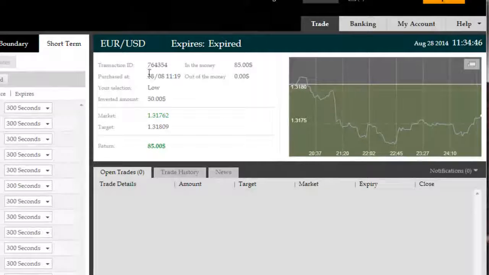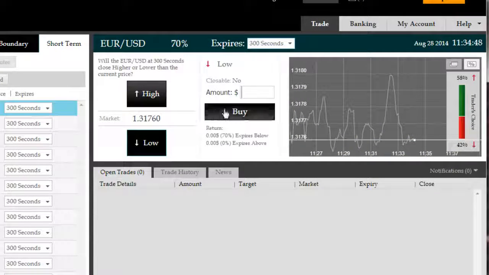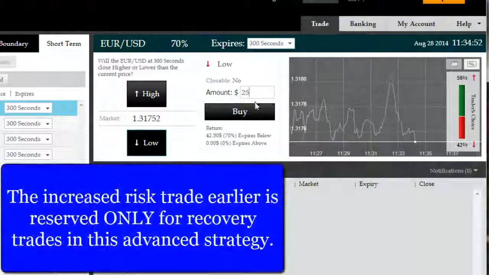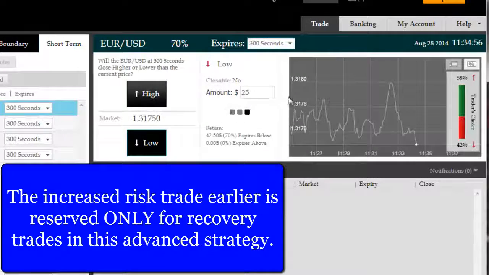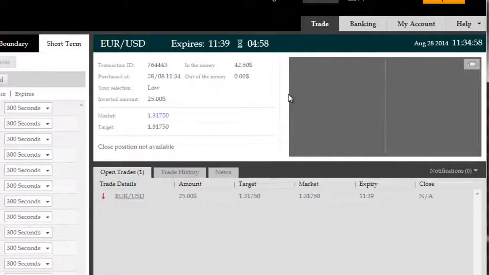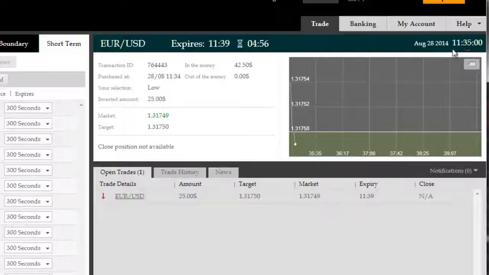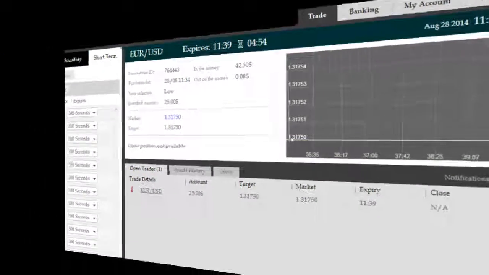Now we're looking at a high probability trade towards the low side suggested with 3 out of 5 additional confluence metrics in agreement. Therefore, things are lined up, so we'll execute the original amount at 25 on this low trade here on the 5-minute time frame on the Euro USD and come back to you shortly just before expiry.